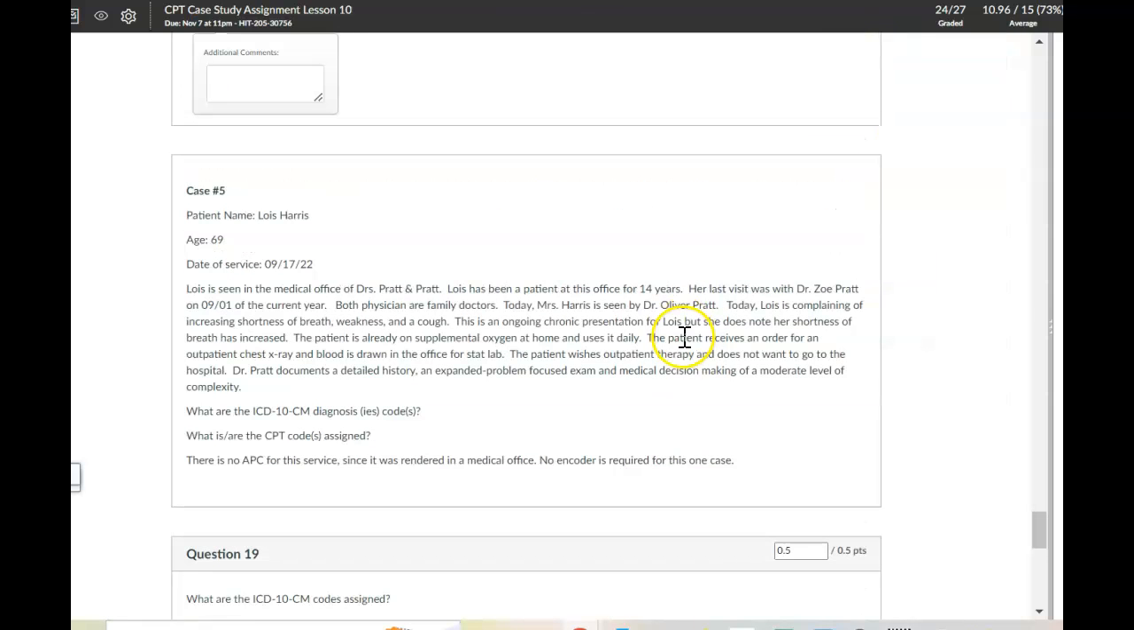Okay, so let's go ahead and look at this. She came in, 14 years, both physician or family doctors. She's complaining of shortness of breath, cough. She's on oxygen, receives an order for an outpatient chest x-ray. She wishes outpatient therapy, does not want to go to the hospital. One thing to remember, Dr. Pratt documents a detailed history, and then we have a problem-focused exam and medical decision-making of a moderate level of complexity. Okay?